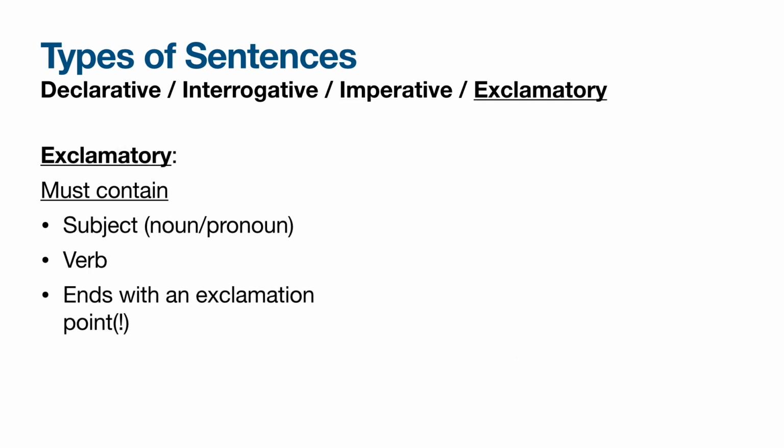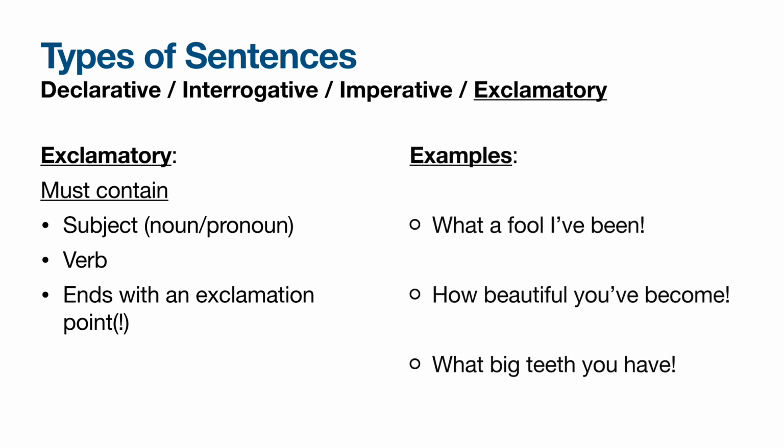The last type of sentence is called exclamatory. An exclamatory sentence conveys heightened emotion. It contains a subject, a verb, and it ends with an exclamation point. Here are some examples. What a fool I've been. How beautiful you've become. What big teeth you have.